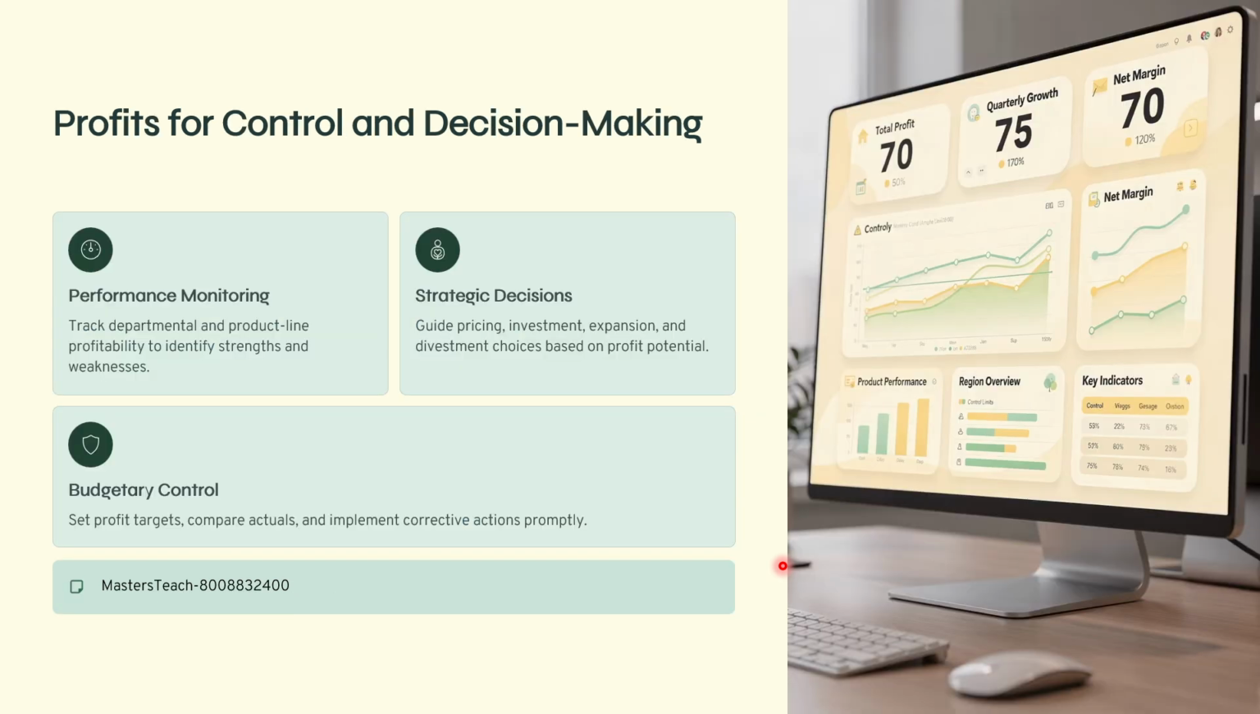So profit control and decision making. How to control profits and decision making. Performance monitoring: you have to track the profitability of each and every department and product line, and identify the strengths and weaknesses. Then strategic decisions: you have to guide pricing, expansion, and investment choices based on profits. Budgetary control: it sets the profit targets, compares them to actual, and implements corrective action promptly.